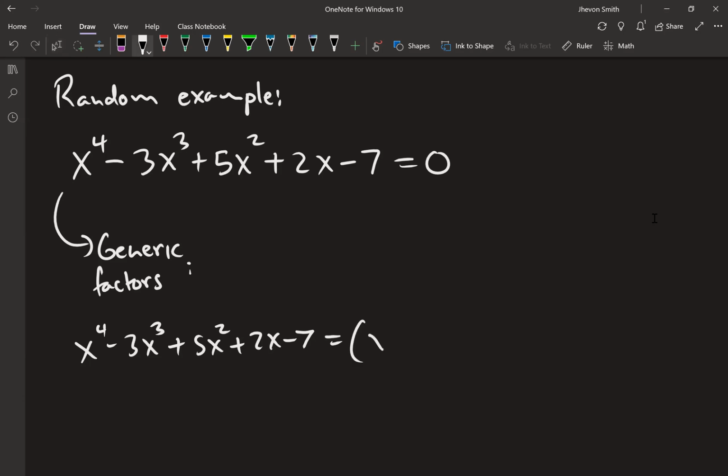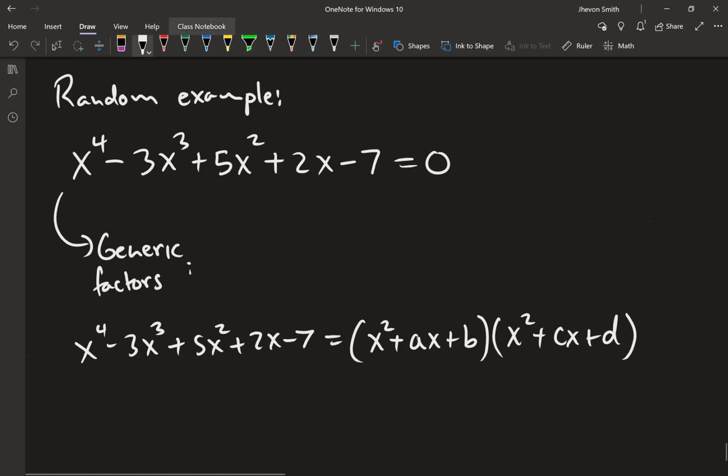So what you can do is you can actually just write it out like that. You can write it out like, okay, x squared plus ax plus b, and then I can have x squared plus cx plus d, right? Or you can even go and factor it as x minus a times x minus b times x minus c times x minus d, or something like that. But the idea is going to be the same.